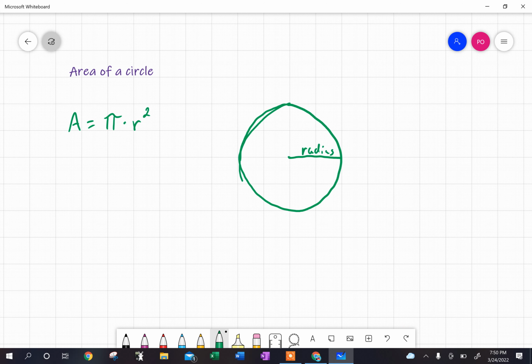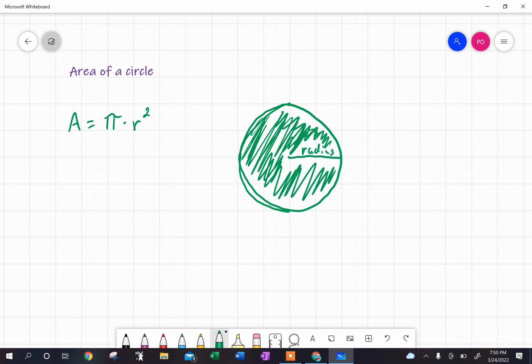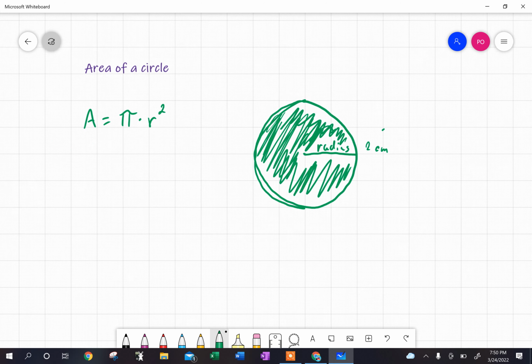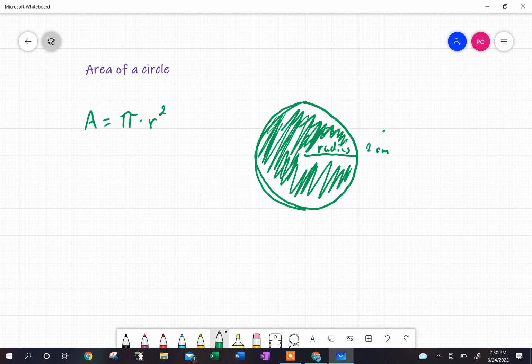So if you want to imagine this is like a dinner plate on top of a table, how much of the table is covered by the plate? Well, it's this section here, this area here. So right now I have a radius of 2, and we'll say 2 centimeters. These are a little bit bigger than a centimeter, well, maybe not. Anyway, it doesn't matter.